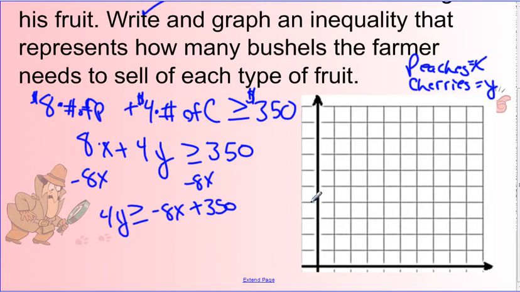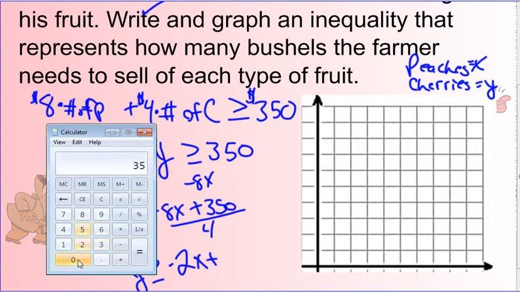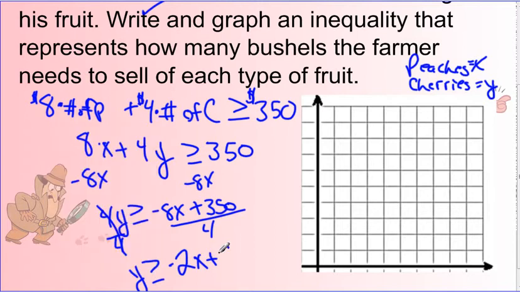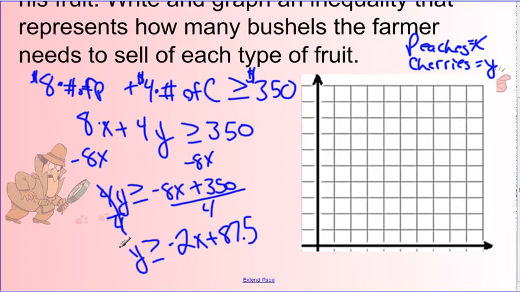I'm leaving some space over here for my labels and units when I graph. Divide by 4, divide by 4. These cancel. y is greater than or equal to negative 2x plus 350 divided by 4, which is 87.5. Negative 8 divided by 4 is negative 2. Alright, so now we have our inequality solved for y. Now we can graph this thing.